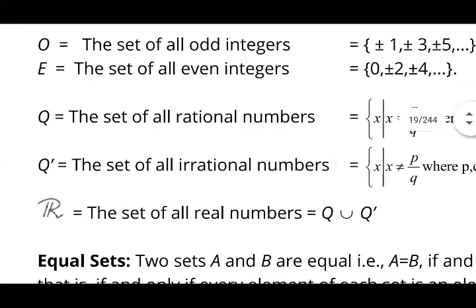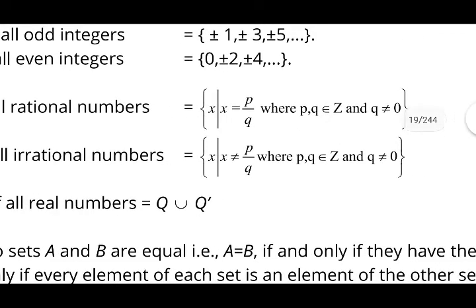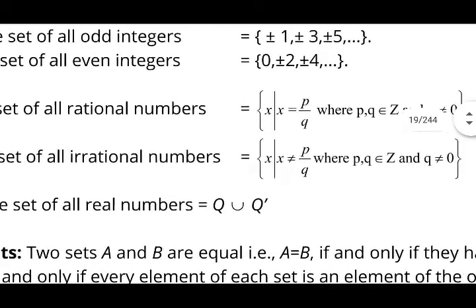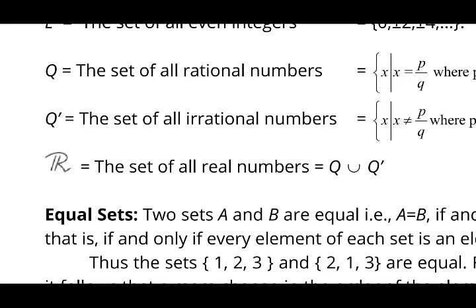Q is the set of all rational numbers. We represent it by set builder notation: x such that x = p/q, where p and q belong to Z. Z means integers, and q is not equal to 0. The denominator of a fraction is never equal to 0, because if the denominator is 0 it becomes an undefined number.